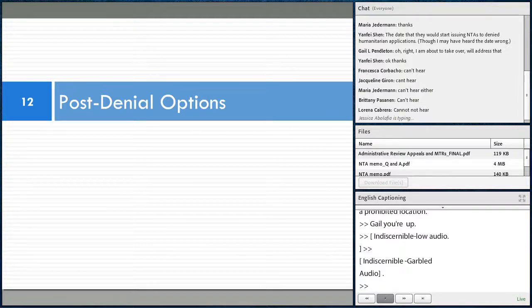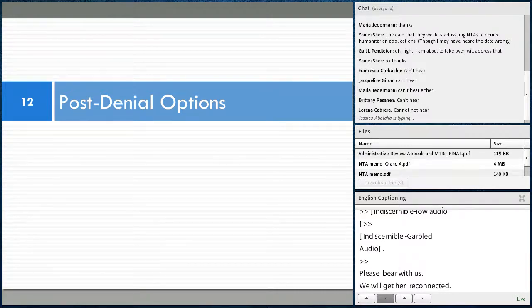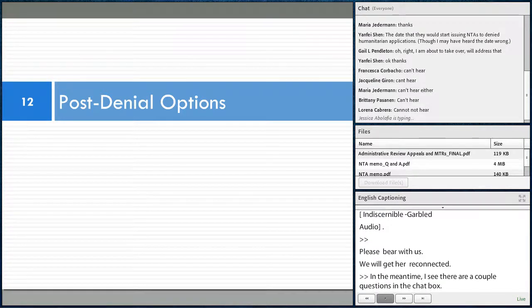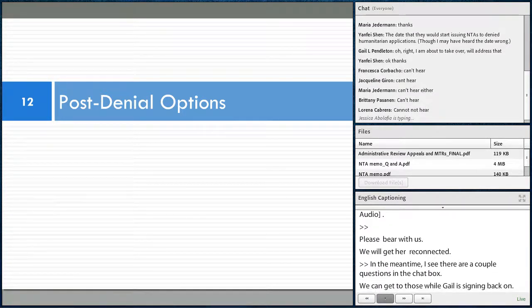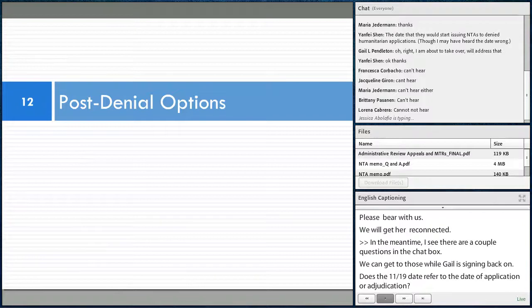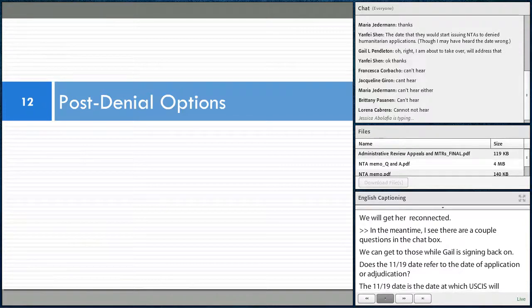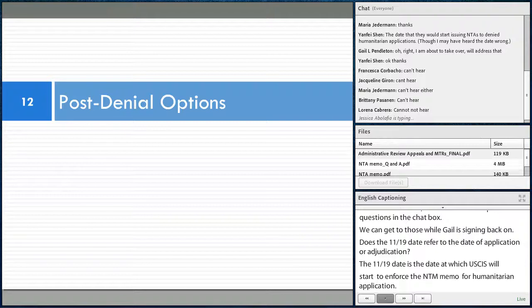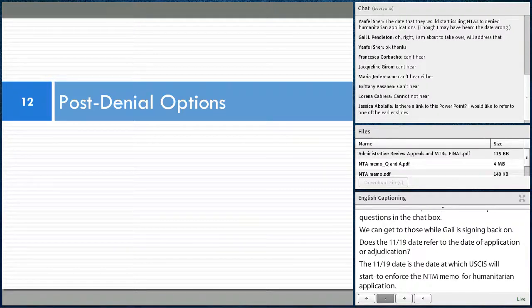Okay. In the meantime, I see that there are a couple questions in the chat box, so we can just get to those while Gail's signing back on. Okay, let's see. Does the 11/19 date refer to the date of application or the date of adjudication? So the 11/19 date is the date at which USCIS will start to enforce the NTA memo for humanitarian applications. We don't have any further clarification as to exactly what that means to previously filed applications. And so hopefully this will be clarified on the stakeholder call tomorrow.